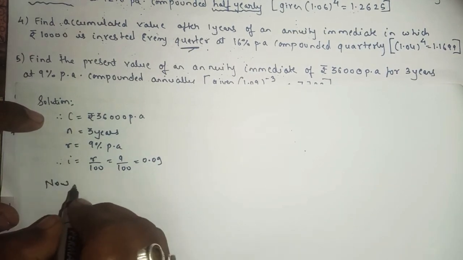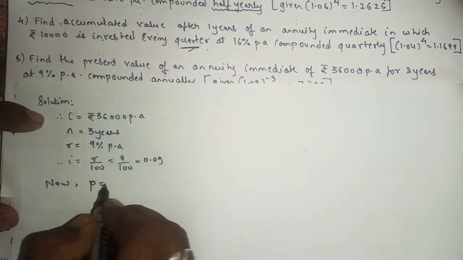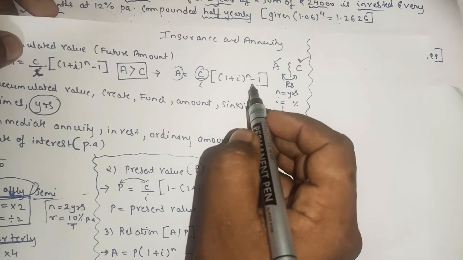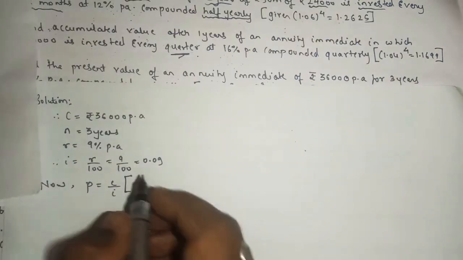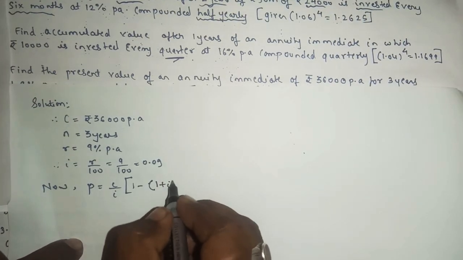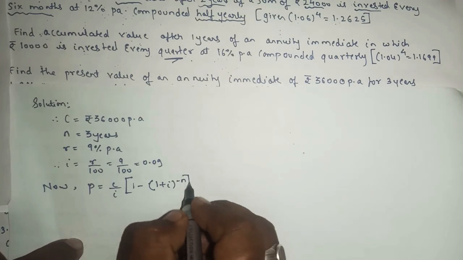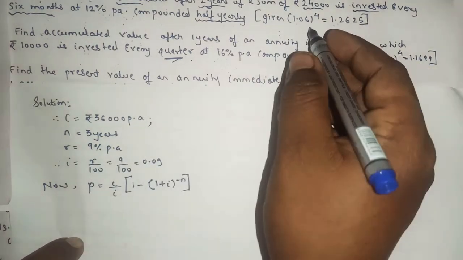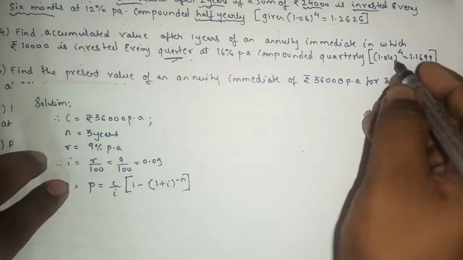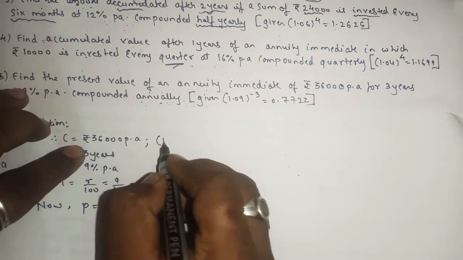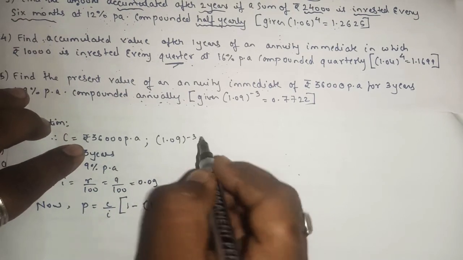Now we have to apply the formula of P. So P equals C upon I, yes or no? So what is the difference? The difference is that here we write 1 afterwards, and here we write 1 first. So 1 minus (1 plus I), note down here, raised to minus n will come. And here we have one value which is given in the question, that is 1.09 raised to minus 3.